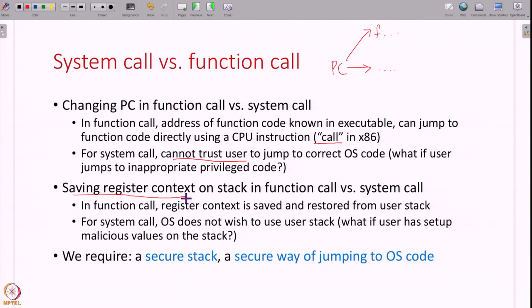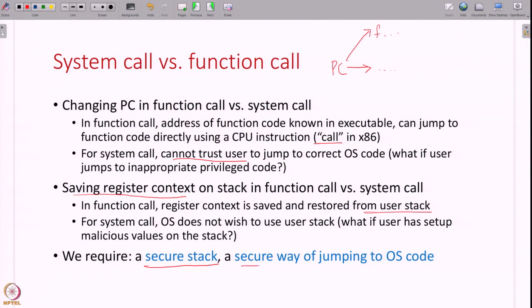Then the next thing is saving this register context. Right? When you made a function call, you saved all of this register context on a user stack. But once again, when the operating system code is running, the operating system does not trust the user. It does not wish to use the user stack. What if the user has set up some wrong values on the stack, right? The user can change his or her code to do bad things, to push and pop various other wrong things from the user stack. So again, the OS does not wish to use the user stack to save and restore anything when it is running operating system code. So therefore, what we need is a secure stack and a secure way of jumping into operating system code, right. These are the main differences from a function call.